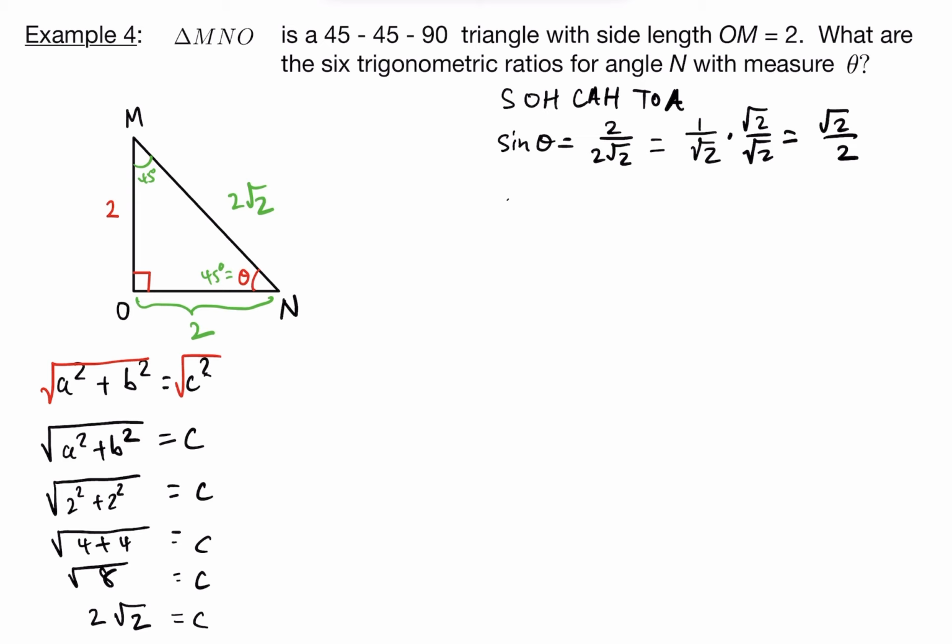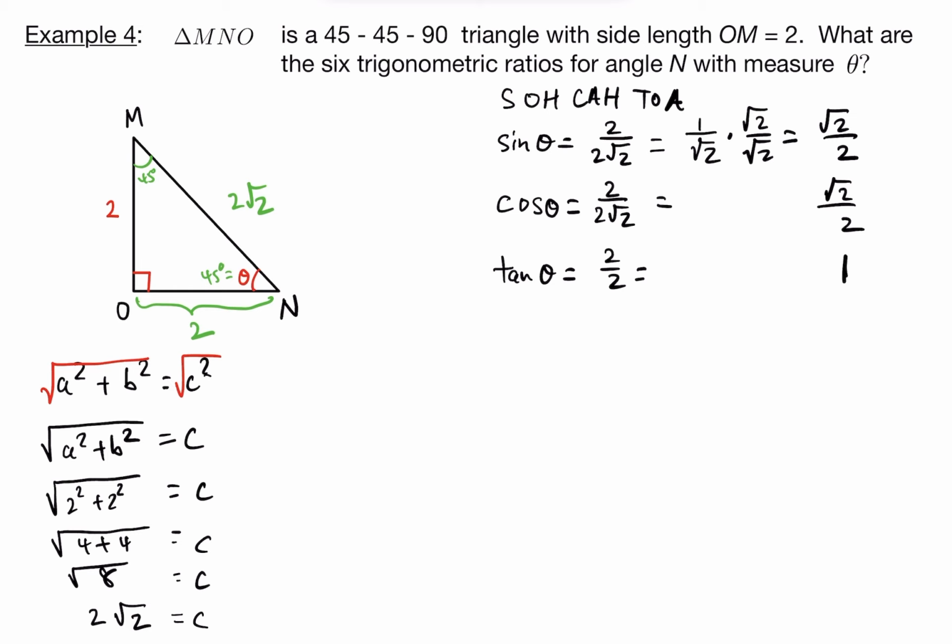The next function is cosine of theta. The cosine of theta is going to be the adjacent over the hypotenuse, which is the same thing as the sine, 2 over 2 square root of 2, and that's going to equal square root of 2 over 2, without going through the same simplification. The third one is tangent, TOA, and that's opposite over adjacent. So the tangent of theta is the opposite, which is 2 over 2, which simplifies to 1.